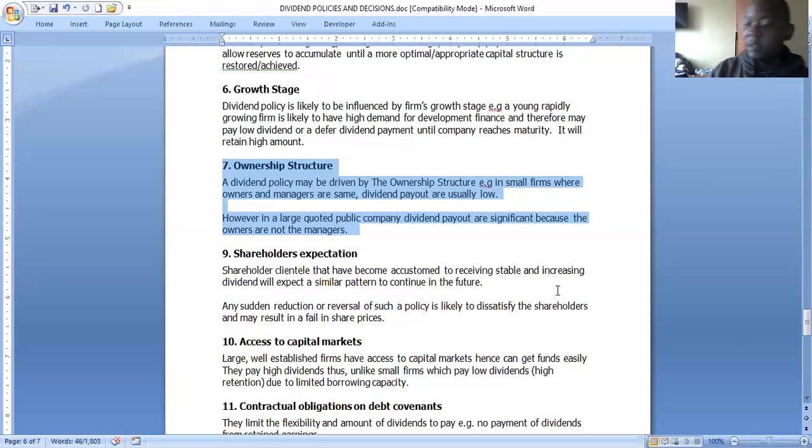For small firms, you find that the shareholders are also the managers. At least for these small firms, the shareholders who are working for the firm are getting something in the form of salaries. So they may not need dividends because at least they are getting salaries from the business. So the ownership structure will therefore have an effect on the dividend policy of the firm.